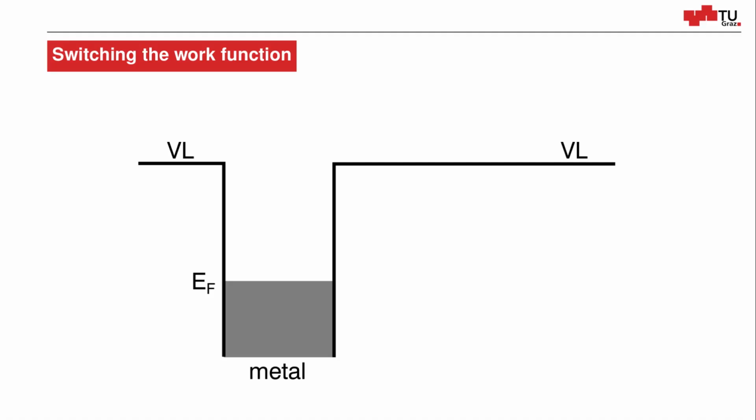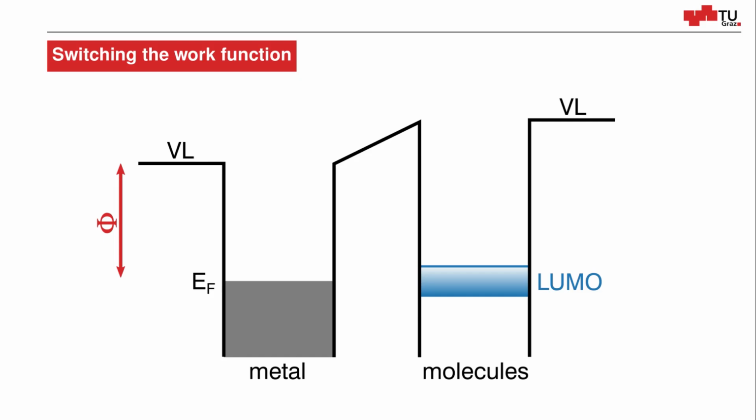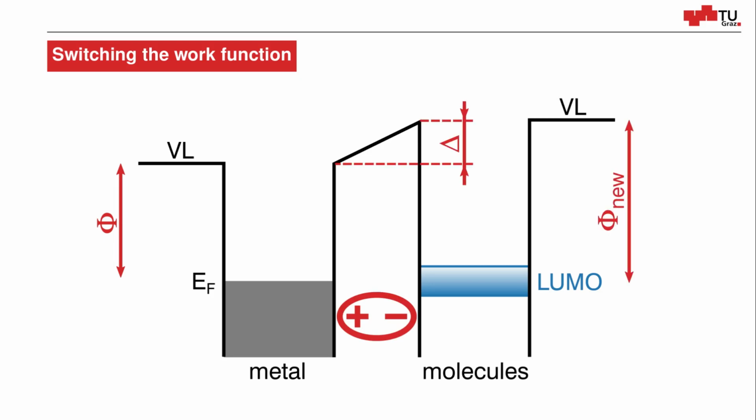Let me start the presentation with quickly going through the title, starting with switching the work function. Here you can see a metal, a Fermi level and a vacuum level, and that defines a work function. Now, if we adsorb a layer of molecules on top of this metal and there is, say, some charge transfer to the molecules, we get an interface dipole, and this interface dipole leads to a shift in the work function, and this gives us a new work function.